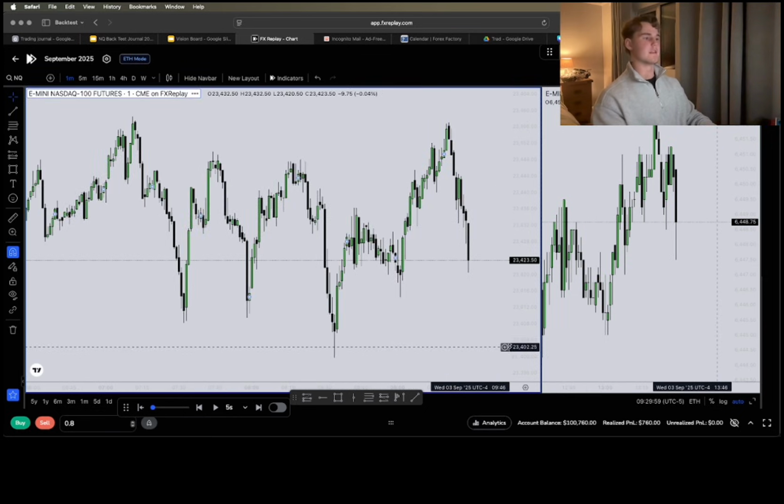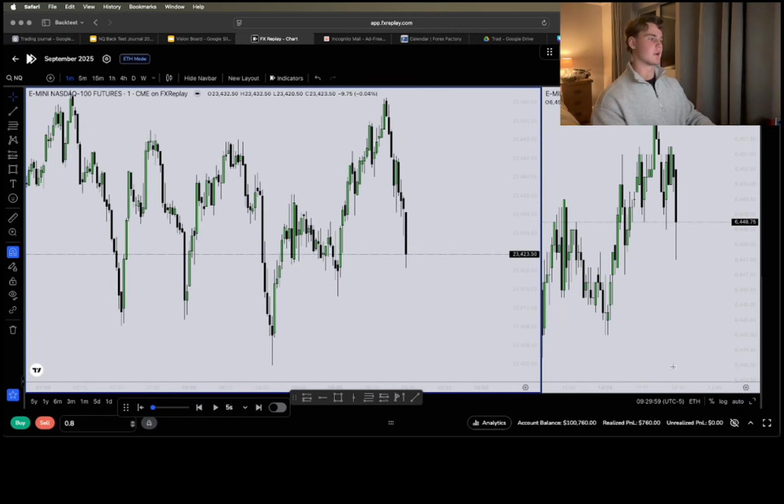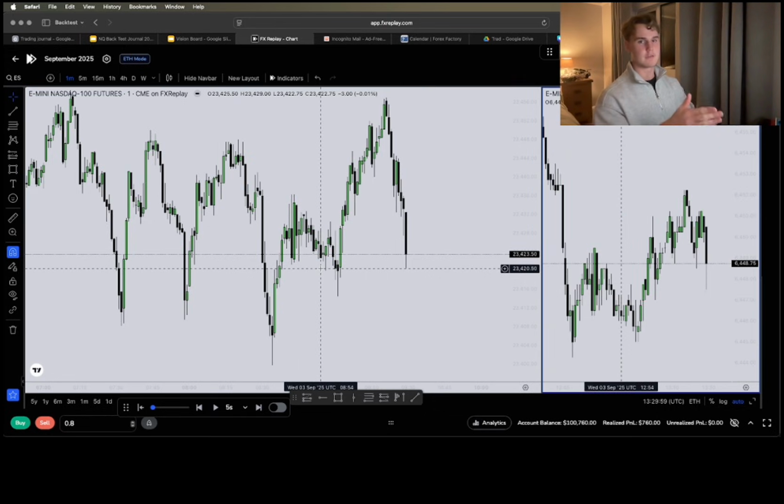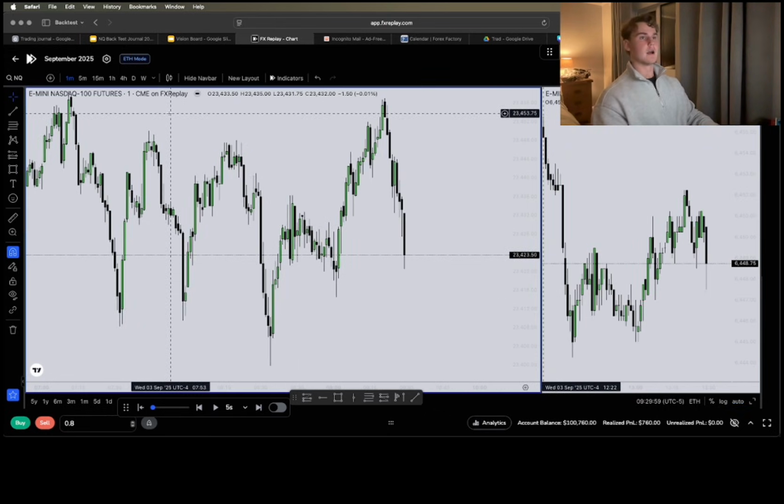Then we displace towards the drawn liquidity. We usually generate liquidity, make equal lows or equal highs. Then we displace to them just after 10 a.m. Now, let's see what price does.